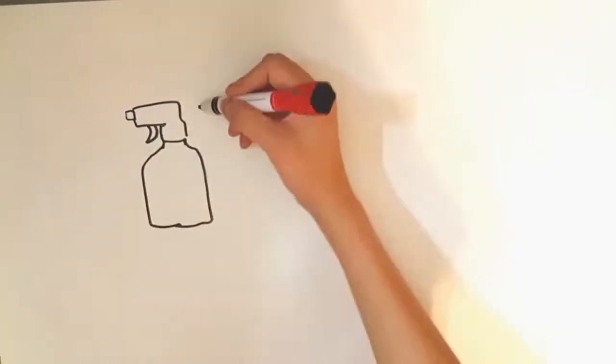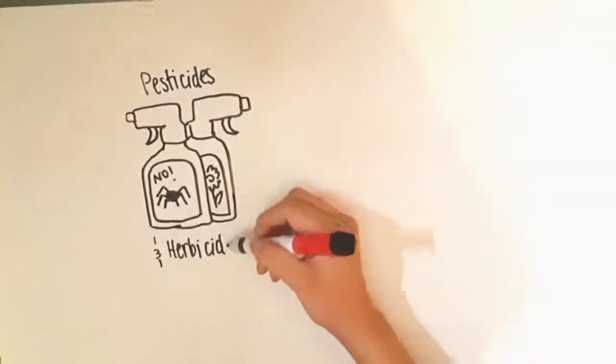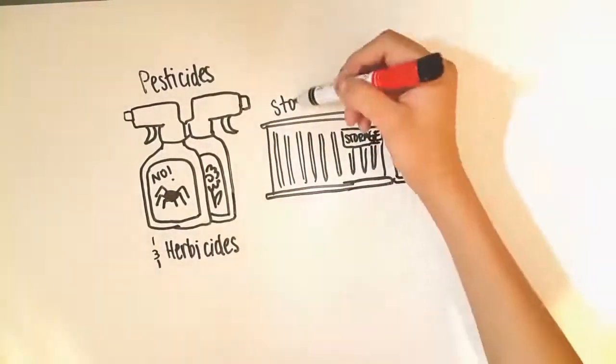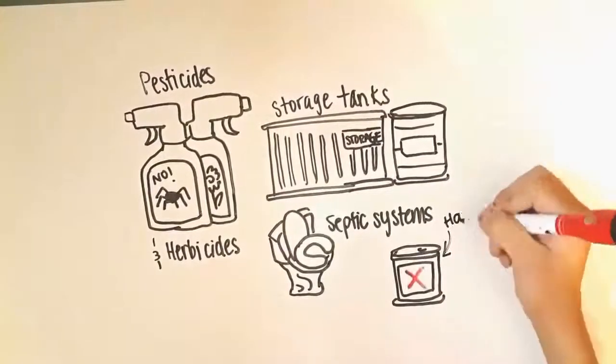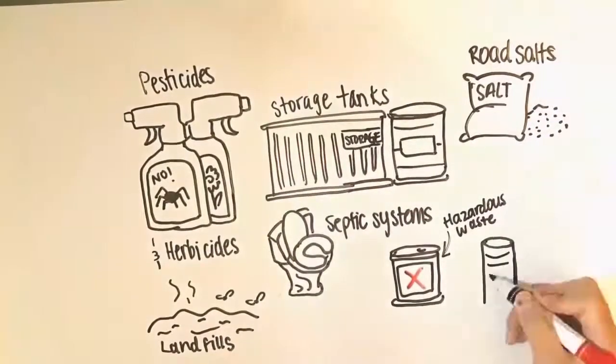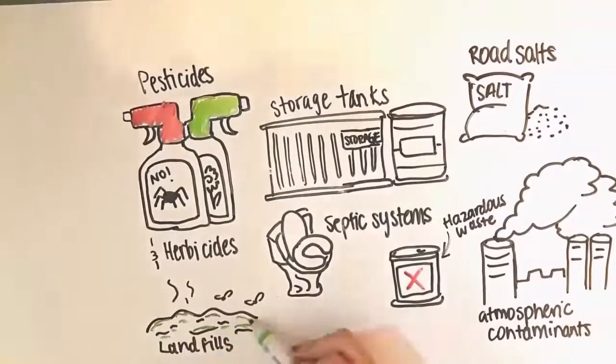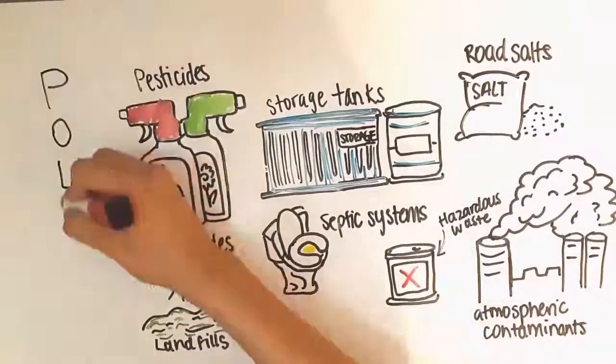Pollution is also something that damages the water in aquifers. Some of the main sources of pollution are pesticides and herbicides, storage tanks, septic systems, hazardous waste, landfills, road salts, and atmospheric contaminants. So how can we help?